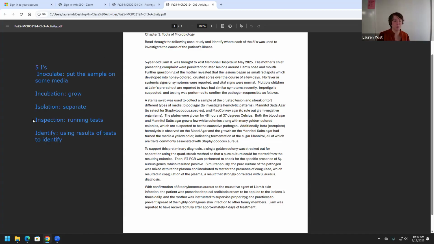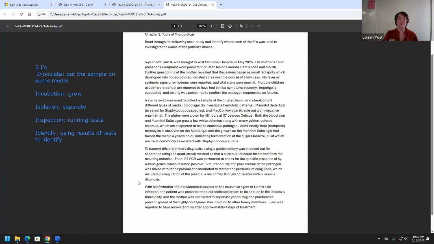This is running a test inspection, and then using all of these things together, what media it grew on and the PCR, we are able to identify it positively as Staphylococcus aureus. That's the identification. So we've gone through all of those 5 I's and figured out where they did that in this case study. So that's all of our 5 I's.